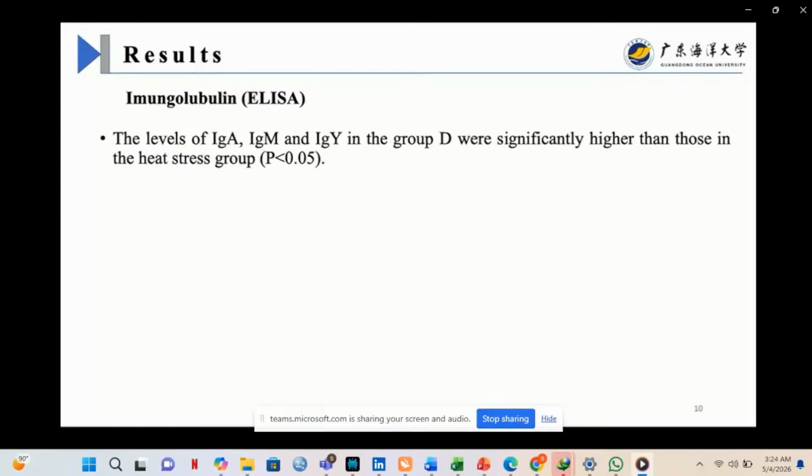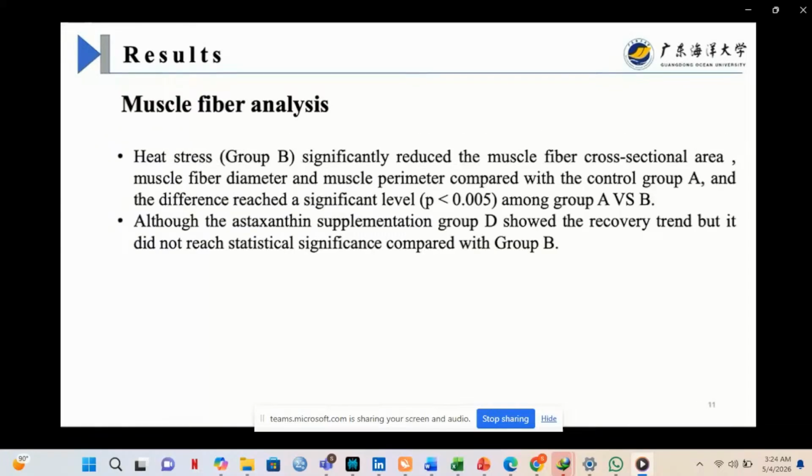Muscle fiber analysis showed that heat stress significantly reduced the muscle fiber cross-sectional area, muscle fiber diameter, and muscle perimeter compared with the control group. The difference reached a significant level between Group A and Group B. Although astaxanthin supplementation showed a recovery trend, it did not reach statistical significance compared with Group B.